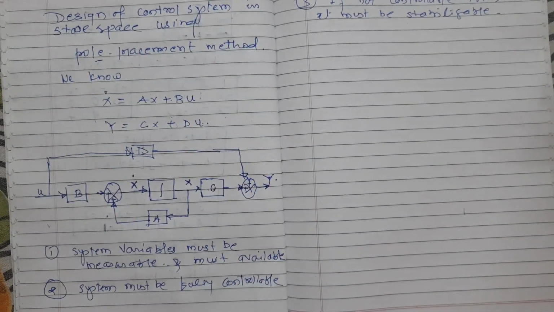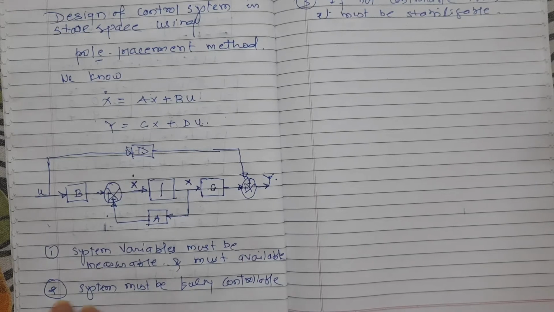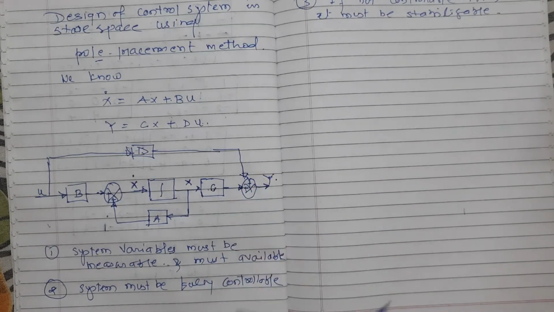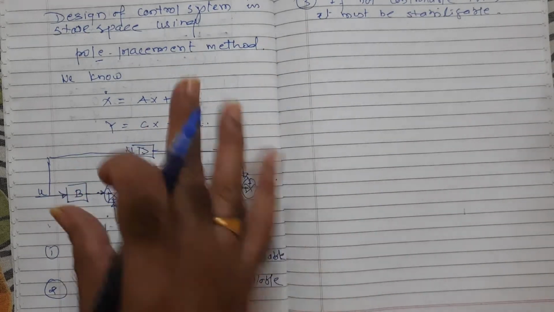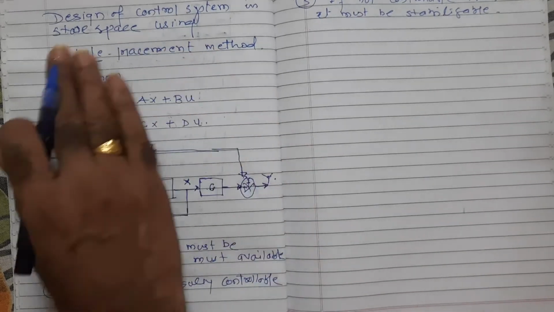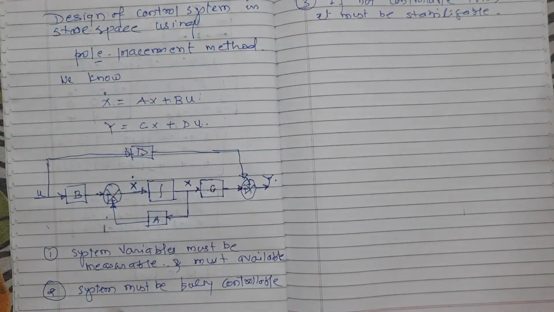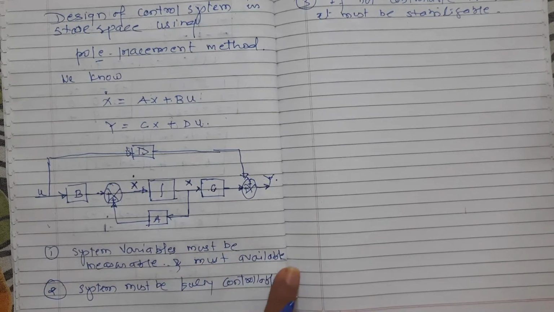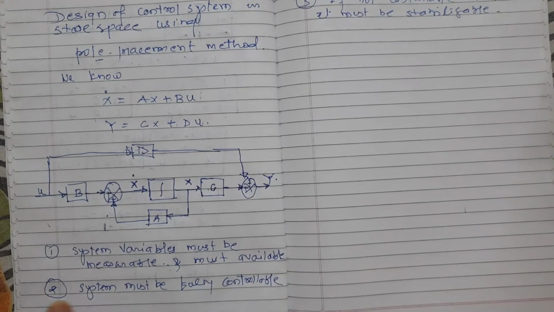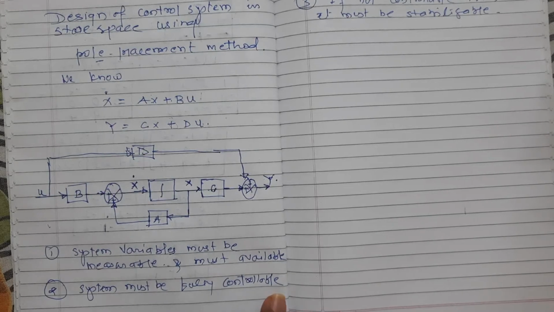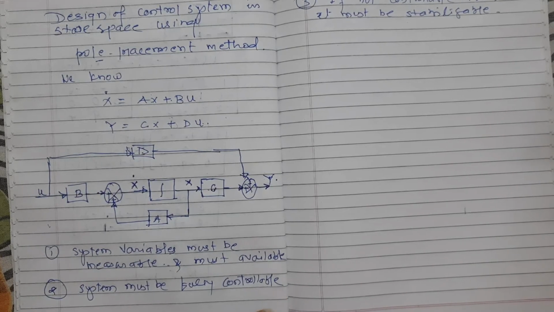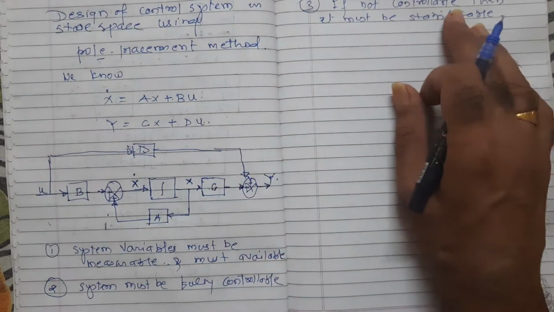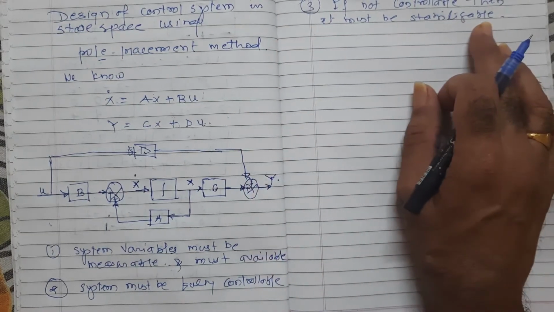These are my conditions which have to be satisfied, and only then can we design the system using the pole placement method. First, my system variables must be measurable and available at any time. The system must be fully controllable. It is a must. If it is there, it is okay. If it is not controllable, then it must be stabilizable.